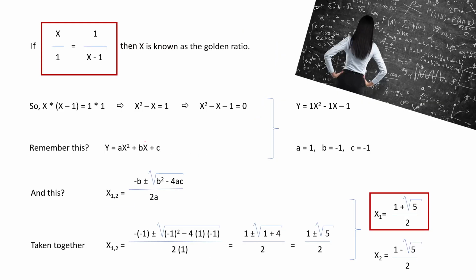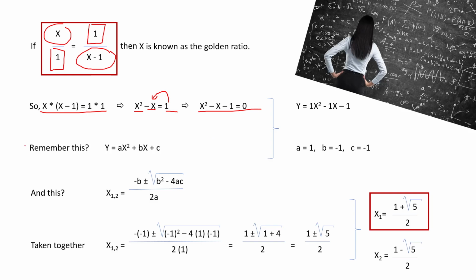So, more maths. If x over 1 equals 1 over x minus 1, then x is known as the golden ratio. We can do that cross multiplication. So x times x minus 1 must equal 1 times 1. But x times x is x squared, x times minus 1 is minus x, and of course 1 times 1 equals 1. You bring the 1 to the other side, so the 1 becomes minus 1, and you get this equation that says x squared minus x minus 1 equals 0.